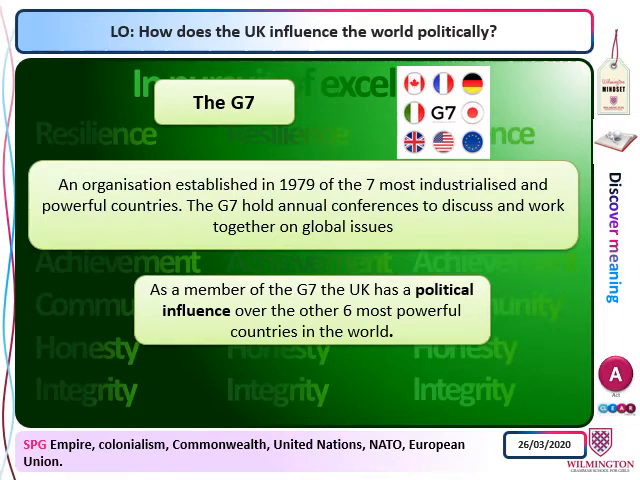Basically, an organisation. It was established a long time ago in 1979 with the 7 most industrialised and powerful countries. They hold annual conferences, annual summits. A summit is a time when people meet together to discuss and work together on global issues. And because it's a very small club, a small grouping, the UK has political influence over the other 6 countries. But because these countries are the most powerful countries in the world, it suggests that the UK is powerful, because if we can influence the most powerful countries, then we must have a lot of power ourselves.